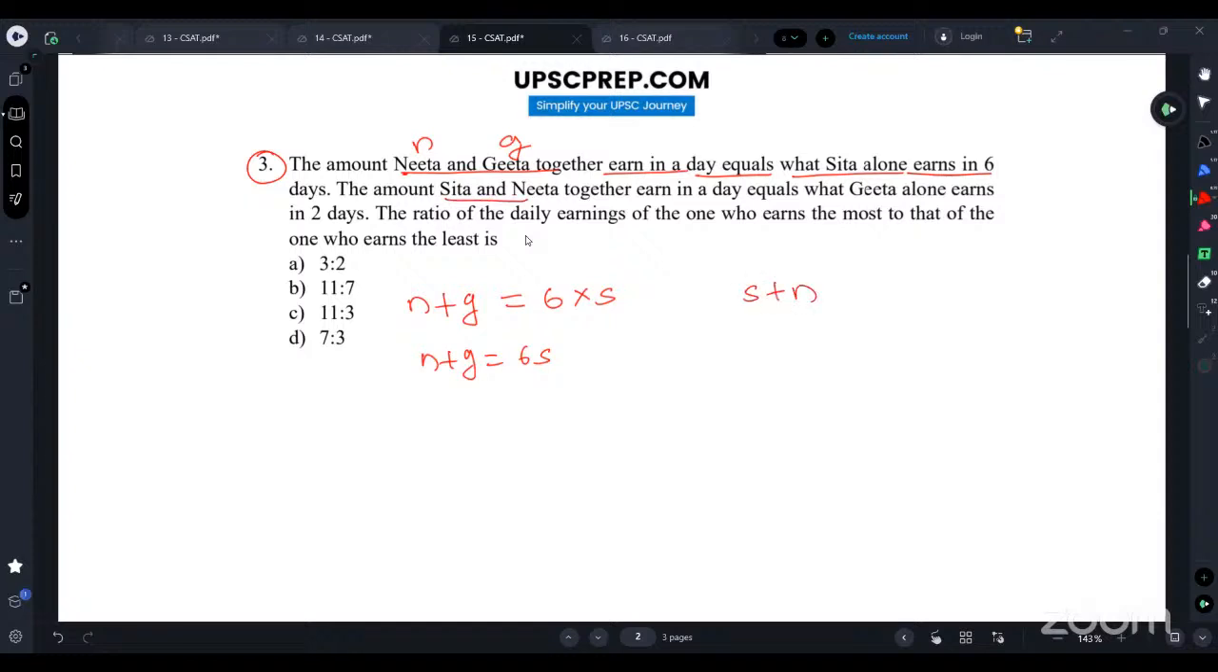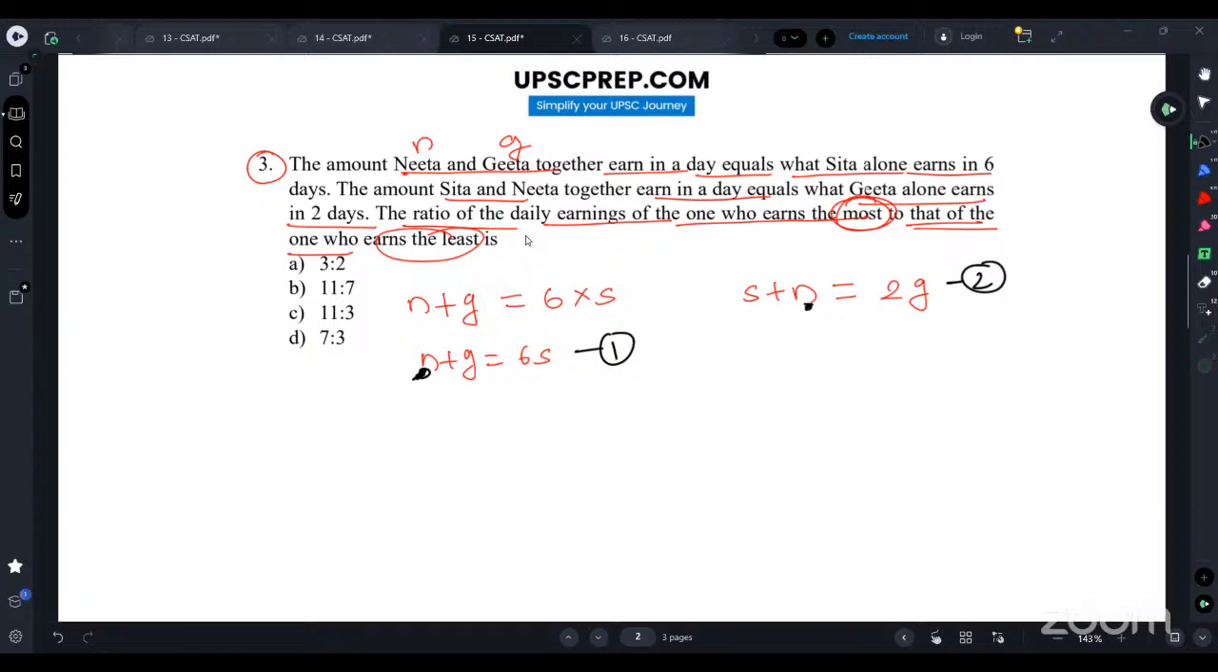The amount Sita plus Nita earn in one day is equal to what Geeta earns in 2 days. So 2 times g. Right. Now the ratio of daily earnings of the one who earns the most to that of the one who earns the least. So we want to find out who earns the most and who earns the least. See now, guys, we have these two equations, 1 and 2. Now let's do it by reducing one variable. I can reduce n very easily here, because we have n here and n here.